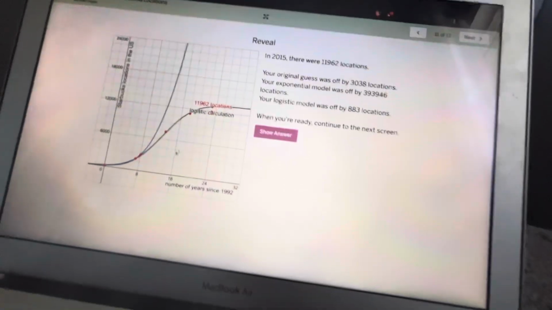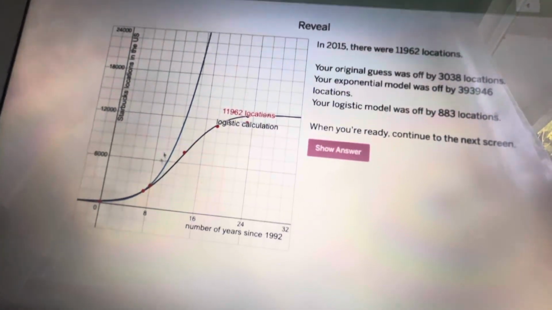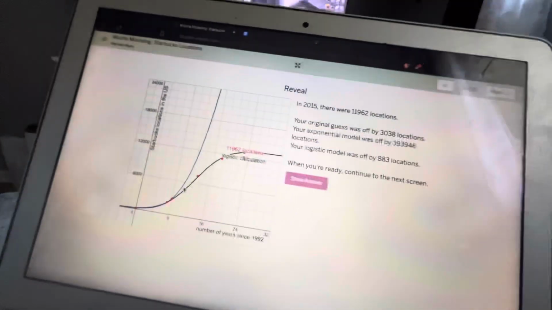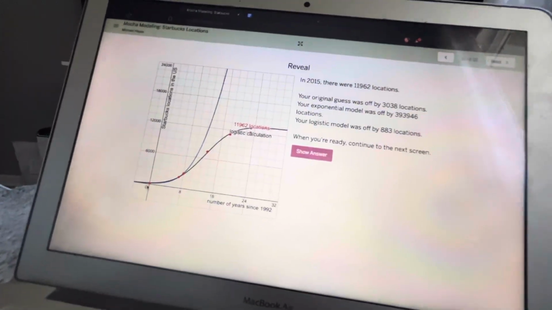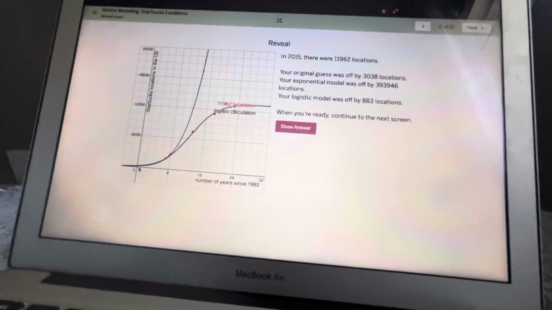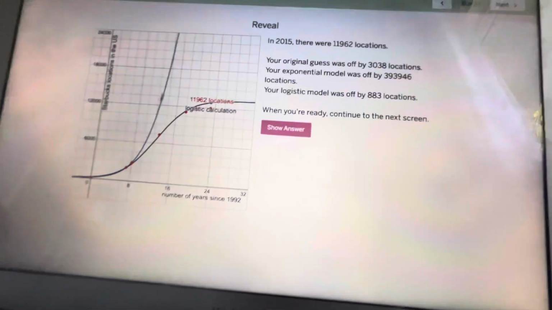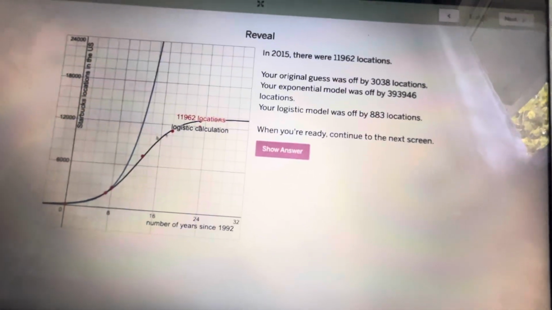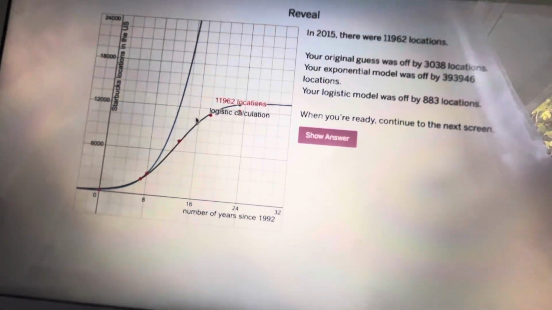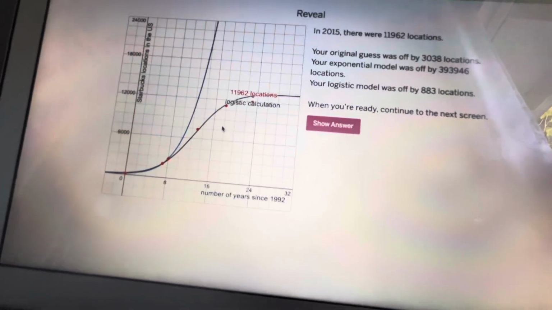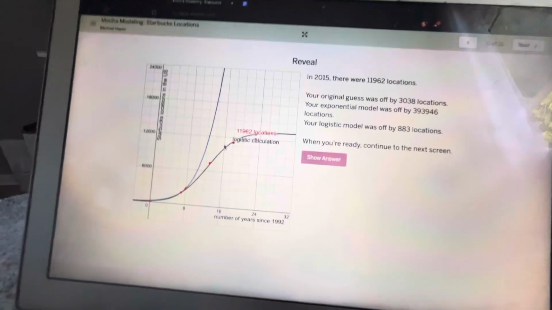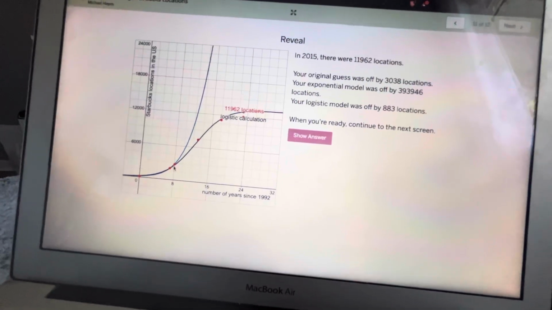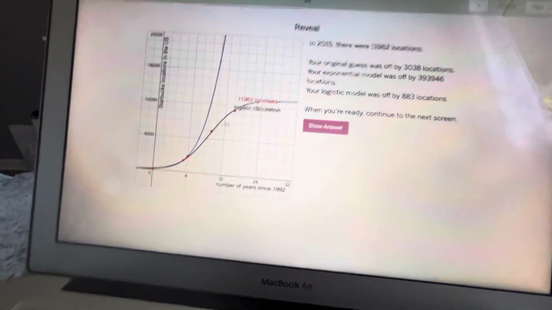Something I learned with this experience is that this exponential doesn't work, because when we look at company growth, things can grow, but they don't grow forever like exponential functions. They're gonna plateau a little bit, and that's what we see here with the logistic calculations. So overall, good experience. I learned something new. You learn something new every day, and this is my response.